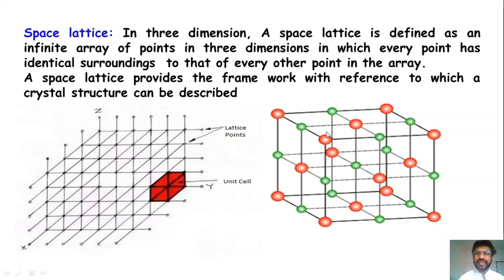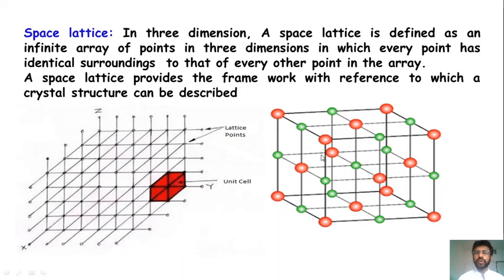So now in this case, this is one of the three-dimensional crystals. Now, if we consider any point, what will happen? If we go along the x direction, along the y direction, or along the z direction, there is another lattice point situated at an equal distance from that point along the three directions. So such a space lattice provides the framework with reference to which a crystal structure can be described.